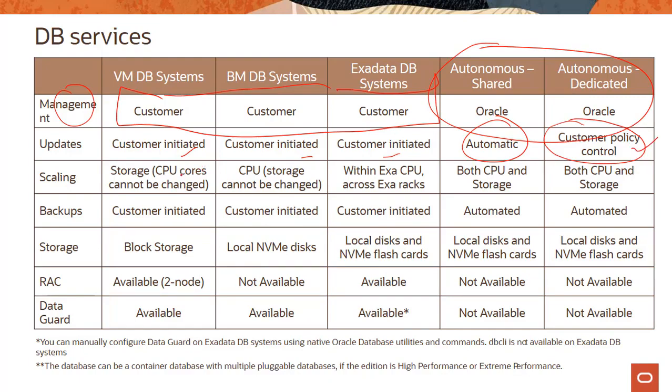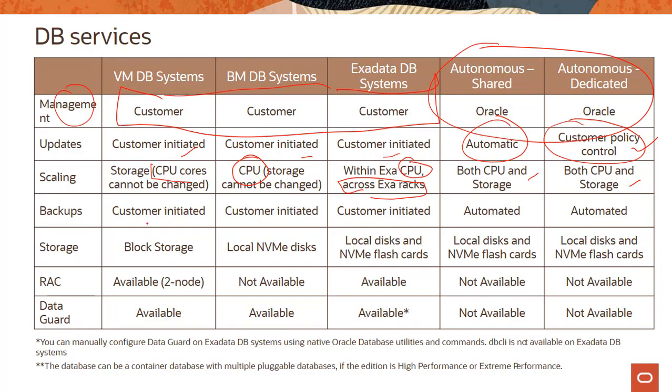Scaling: storage is the scaling supported by VM DB. Why? Because it uses block storage, so you could change that. In the case of bare metal DB systems, it's CPU. With Exadata, you could change the CPU within an Exadata configuration, and across Exadata racks, you could always change storage. You could go from a quarter rack to a half rack to a full rack. With autonomous, you could scale both CPU and storage. So this is again a key reason why you would use autonomous, because you could scale both CPU and storage online.